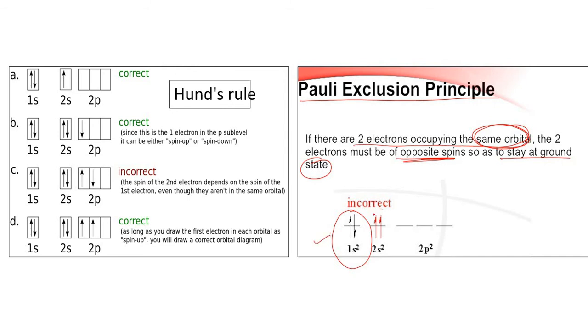But in the case of the 2s2 orbital, you can see that both electrons have the same spin, isn't it? Under such conditions, for electrons occupying the same orbital, if they have the same spin, then it is not possible. So we need to understand that when two electrons occupy the same orbital, they must be of opposite spin so as to be in the ground state. That was with respect to Pauli's exclusion principle.